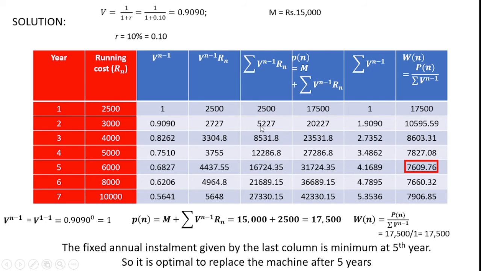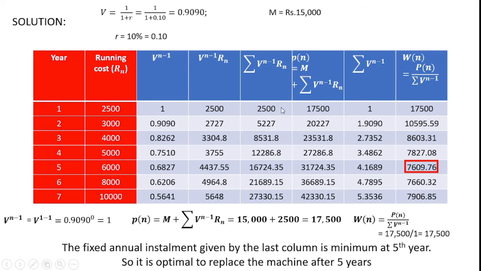After that I move to the next value. The same 15,000, I add with the second year value, 5227, which gives 20,227. For the third year I add 15,000 plus 8,531, and from this I get 23,531.8. Likewise, you follow the same procedure for the fourth, fifth, sixth and seventh years.